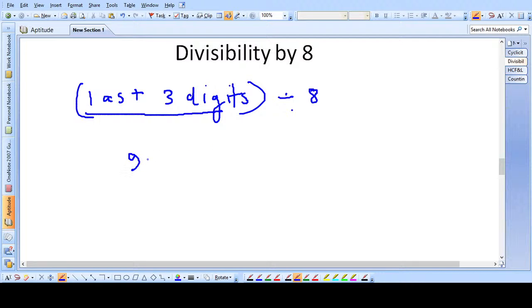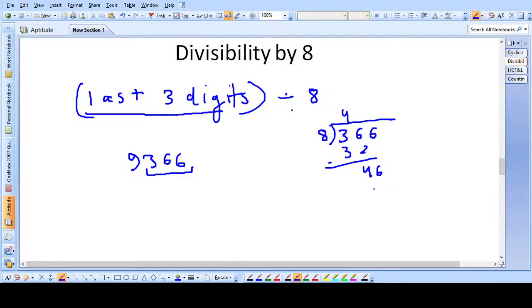So let's take a big number, 93666. Let's check for this. Take the last 3 digits, 366. Let's check for divisibility with 8. 8 4s are 32, and this is 46, so it is not divisible. 8 6s are 48, 8 5s are 40. So clearly there is a remainder of 6. This number is not divisible by 8 because the last 3 digits are not divisible by 8.